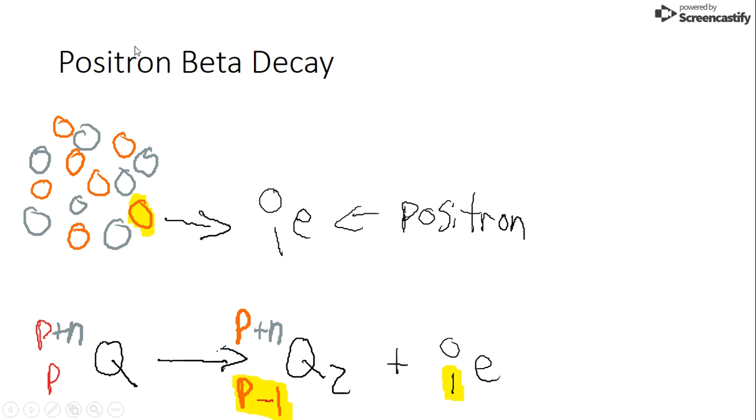Now for positron beta decay, which is pretty much the same thing, but the only thing that changes is that it's protons minus 1, and this is not negative, it is positive.